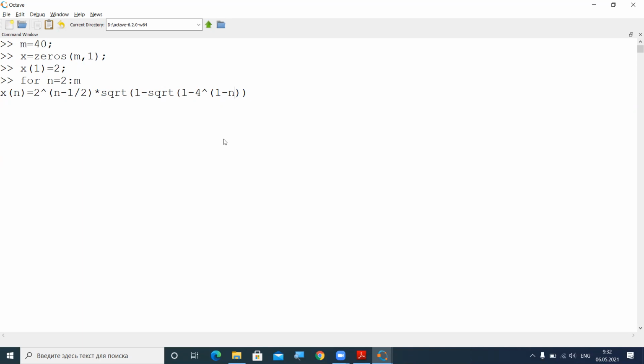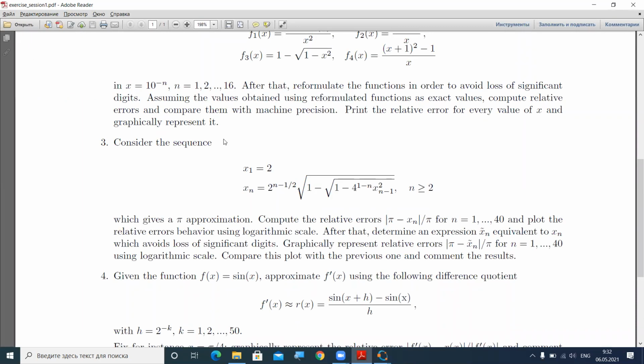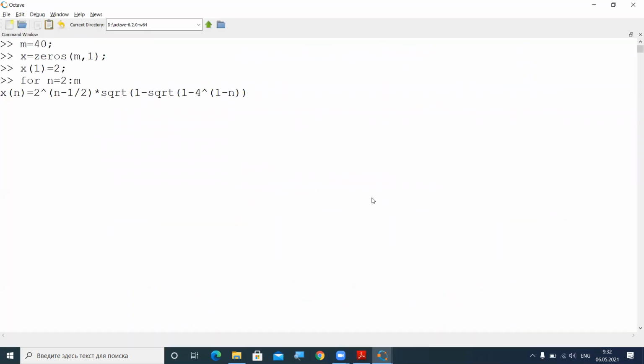Okay, now let's continue. So it was x_{n-1} squared. Now just this one, and multiply by x_{n-1}. We'll write it like this, x_{n-1} and squared. Okay, and just close the loop.